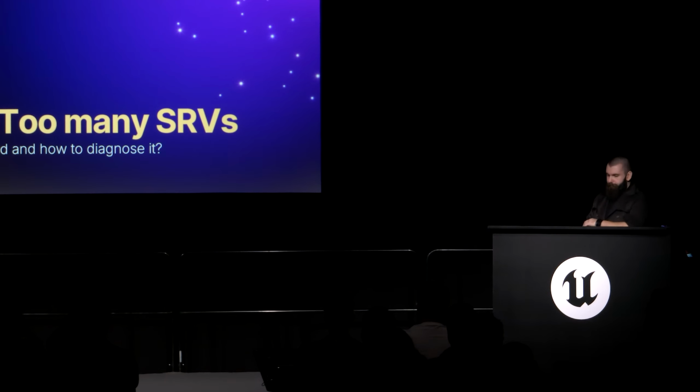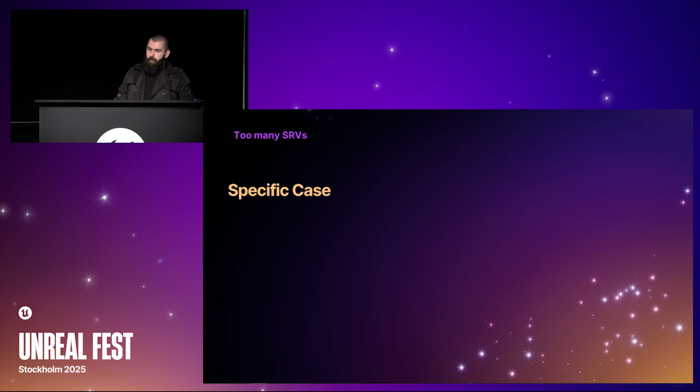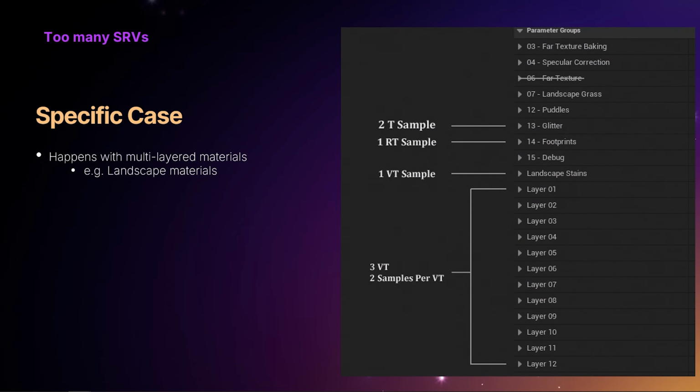In essence, Unreal supports up to 64 SRVs per material. So if you're using big, fat, layered materials, you might encounter this one. But if you look online, you won't find any specific guidelines on what creates SRVs and how they're created for Unreal. And Unreal itself doesn't really tell you exactly how many of them are created.